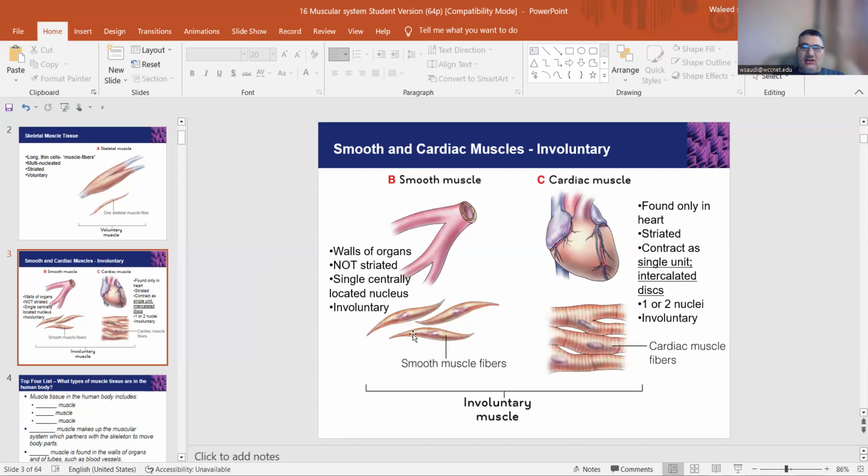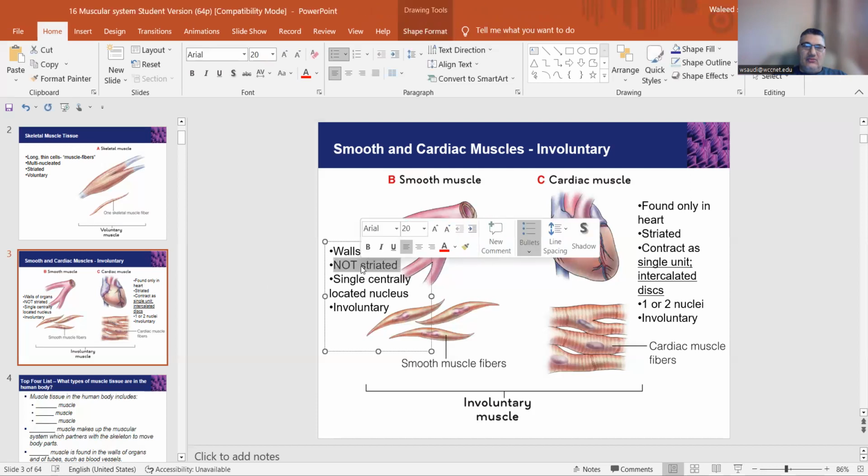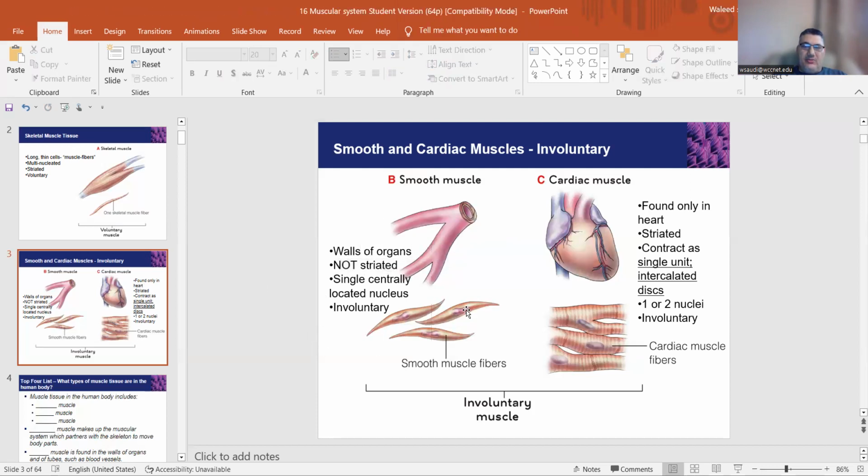If you see here, there is no striation. It's just random. It's not striated. Look, this is going this way, this is going straight, and this is going up. No parallel stria, no parallel layers. It's random. So it is not striated. How many nuclei? As you see the purple here, it's one. One more time, the only one that's multinucleated and the only one that's voluntary is the skeletal muscle.